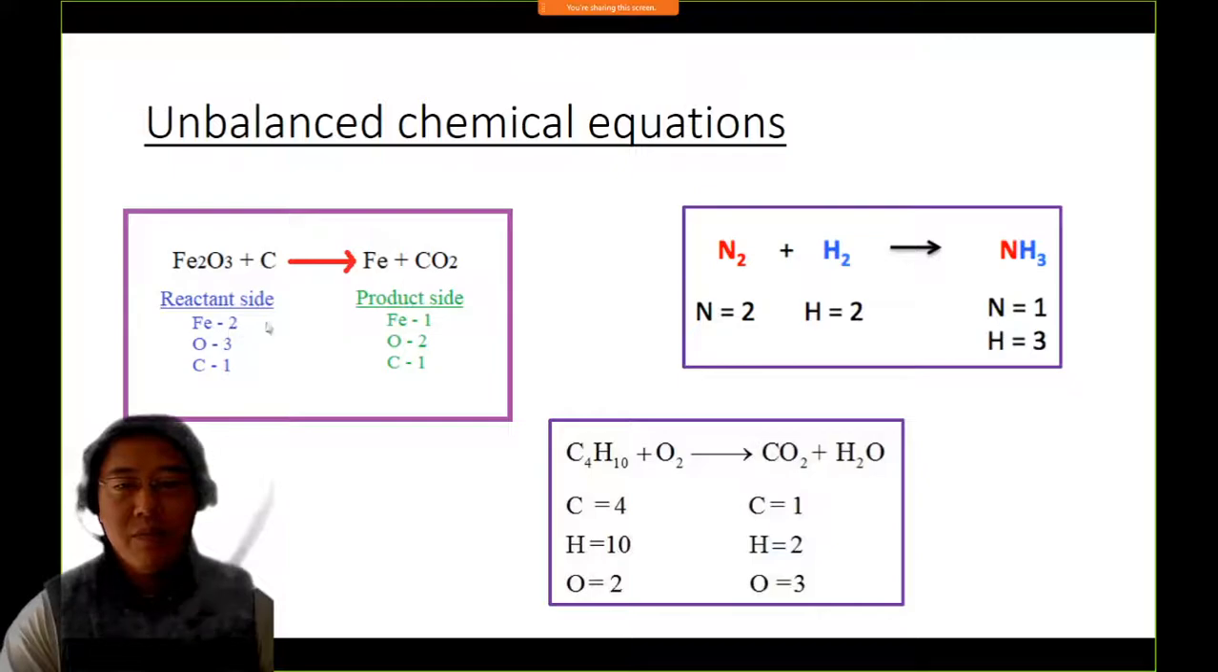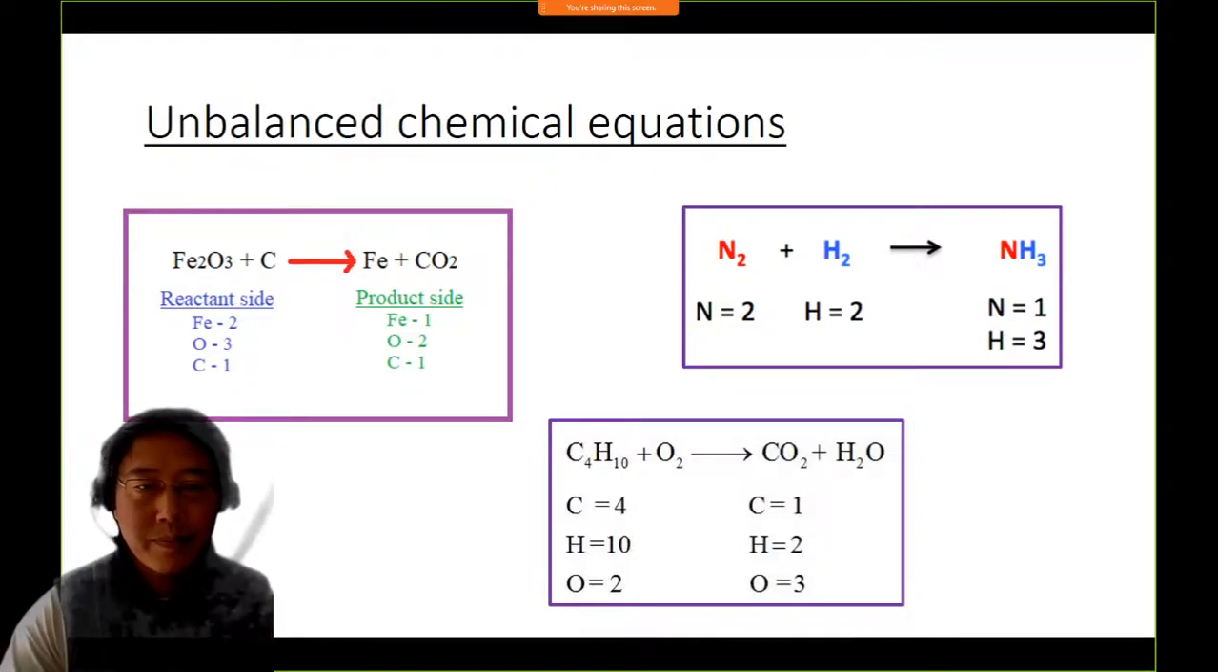It means you don't have the same value before and after for oxygen and iron. So that's why it's unbalanced.